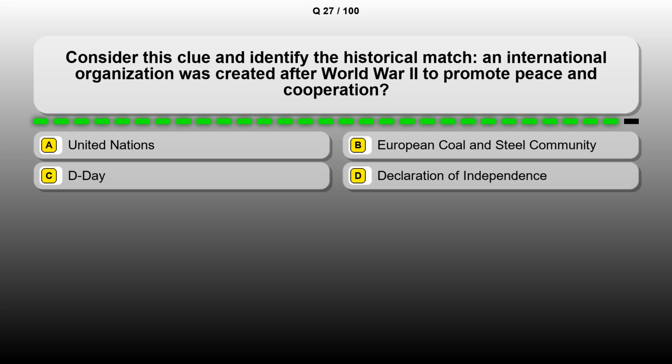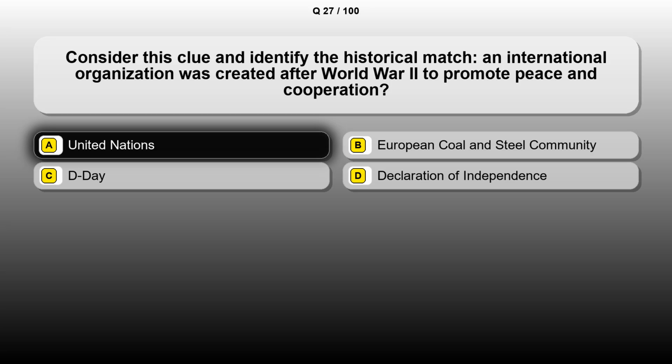Question 27. Consider this clue and identify the historical match. An international organization was created after World War II to promote peace and cooperation. Option A, United Nations. Option B, European Coal and Steel Community. Option C, D-Day. Option D, Declaration of Independence.